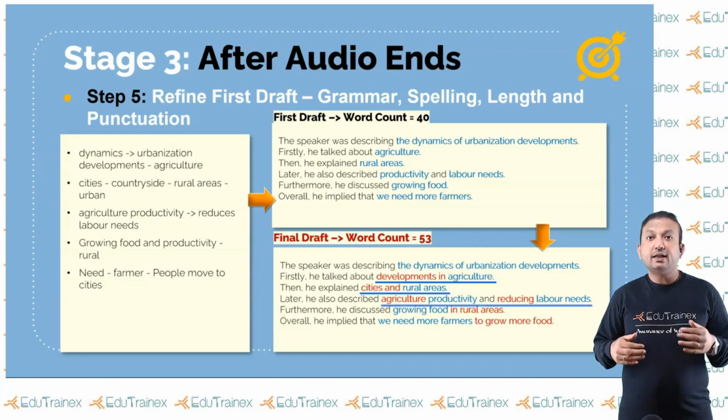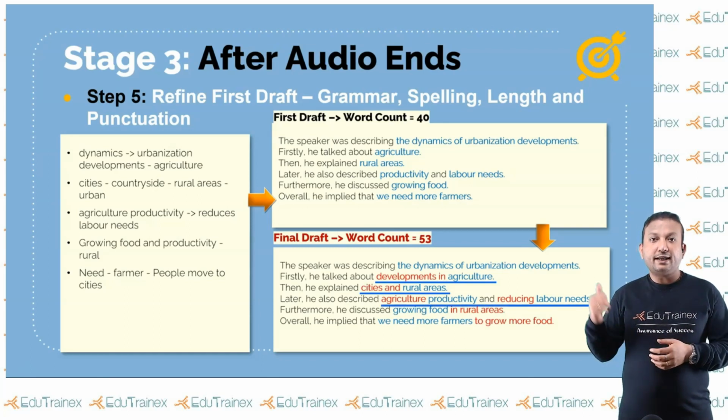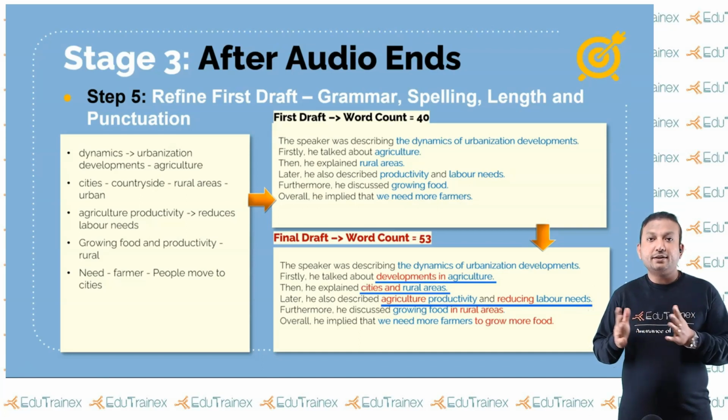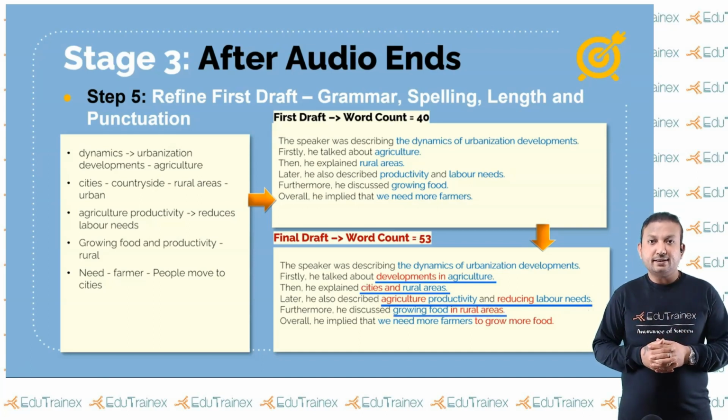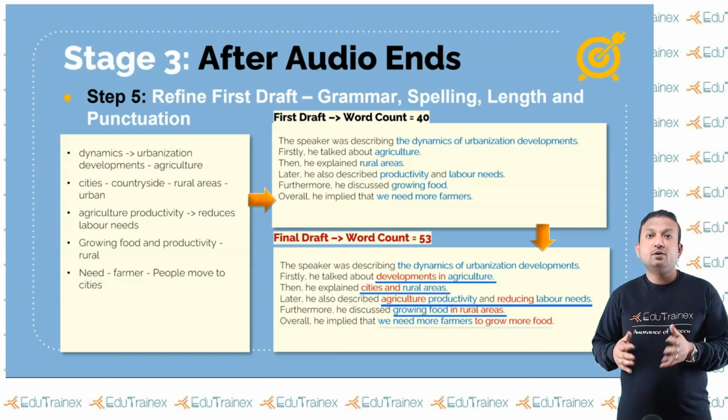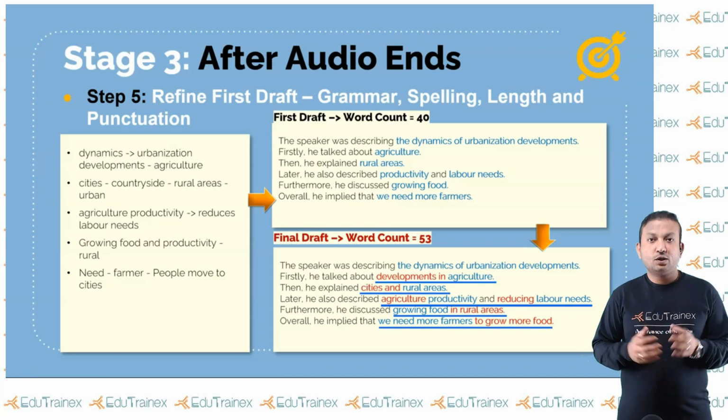Agriculture productivity and reducing labor needs. In the fifth one, I expanded the sentence by saying that growing food in rural areas. And lastly, in the conclusion, I said we need more farmers to grow more food. So I hope this task is much more clear to you now at this point of time.